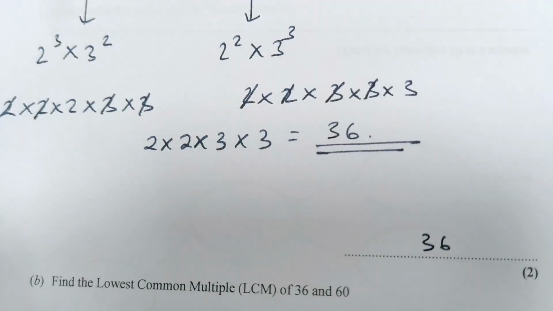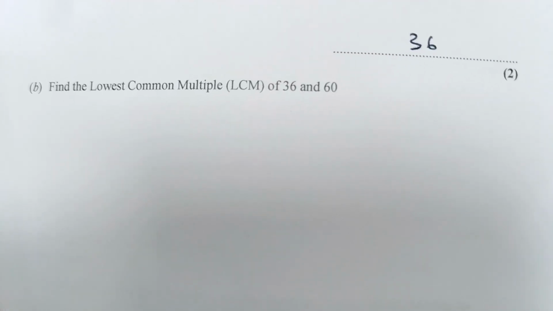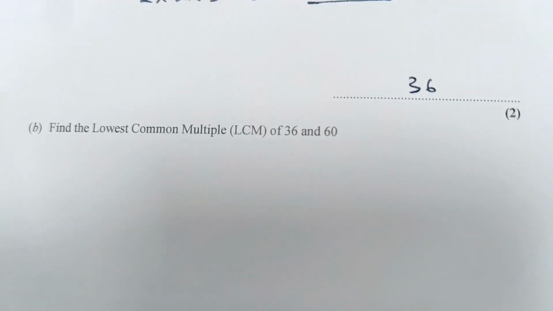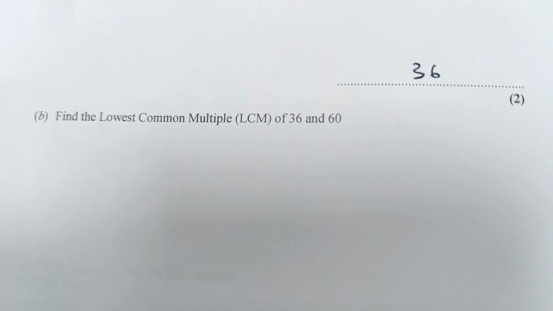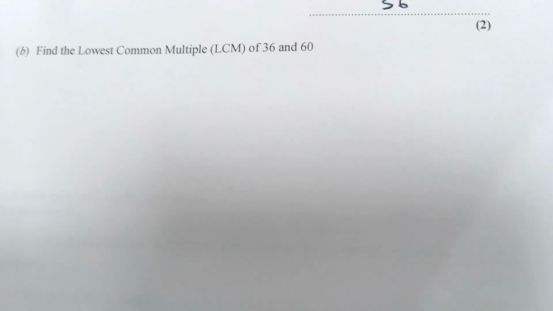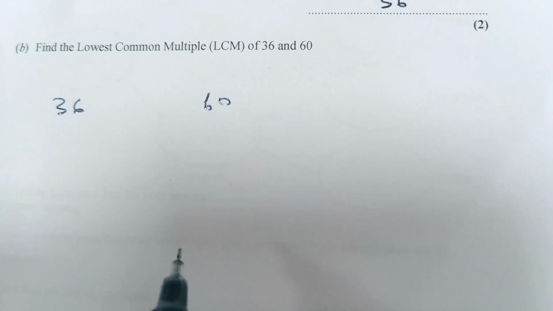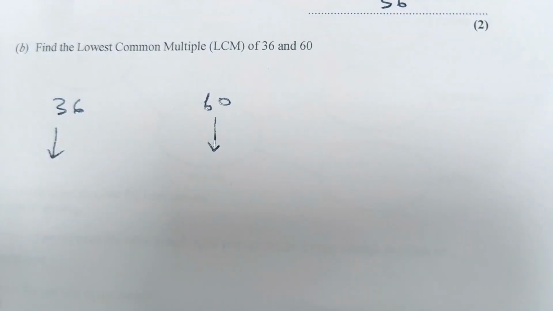Okay? Now part B of that question asks us to find the lowest common multiple of 36 and 60. So there's a few ways of doing that. I'm going to do the same kind of way. Alright, 36, 60. I'm going to use a calculator to find the factors of both.